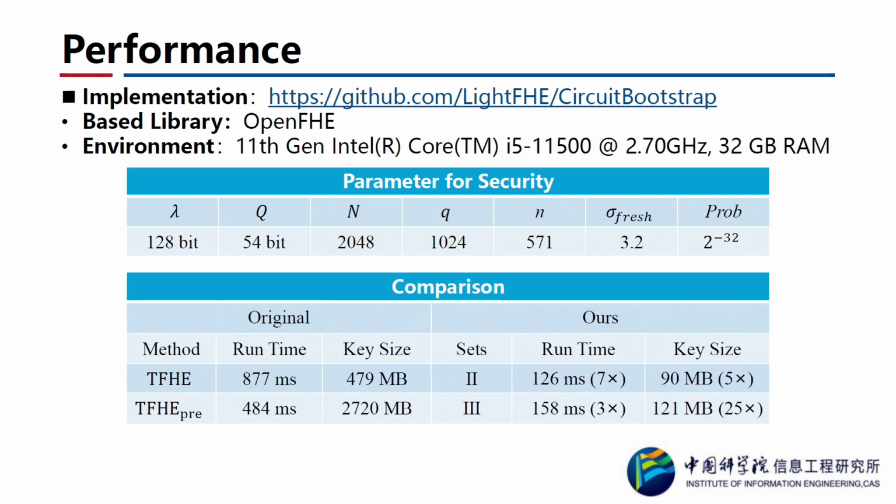Okay, our work is 7 times faster than the TFHE method, and our key size is 5 times smaller than the TFHE circuit bootstrapping. And if we compare it with the pre-processing circuit bootstrapping, then our work is also 3 times faster than this method, and the key size is 25 times smaller.